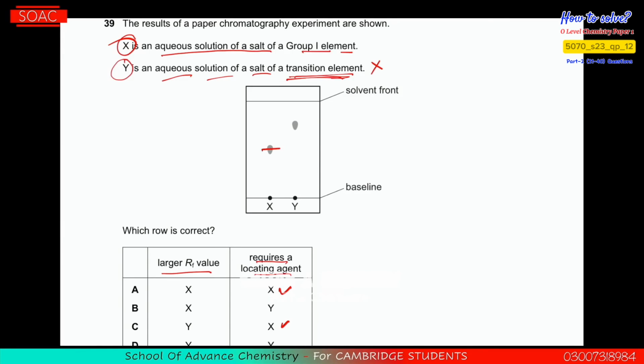RF value, which one has the larger RF value? There is more distance traveled by Y, so obviously its RF value will be higher. So Y has the larger RF value. So C is the correct option.